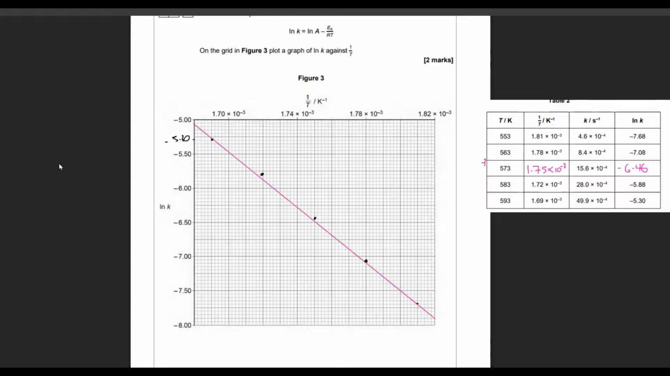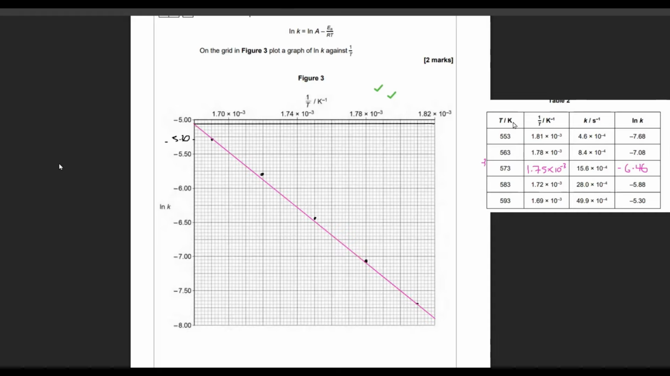Now, you're going to need to calculate the gradient. I'm just doing the whole thing, but it's probably not as accurate, but I'm being lazy. So I'm going to get 2 marks for the plots and for the line of best fit. So 1 mark for the plots really and 1 for the line of best fit. So that gives me 2 lovely marks.